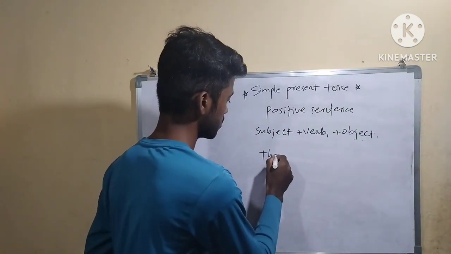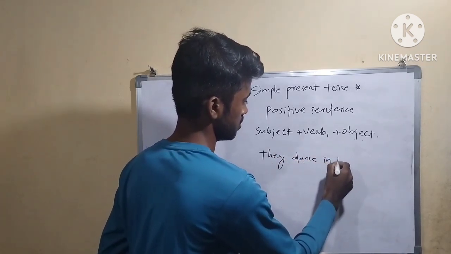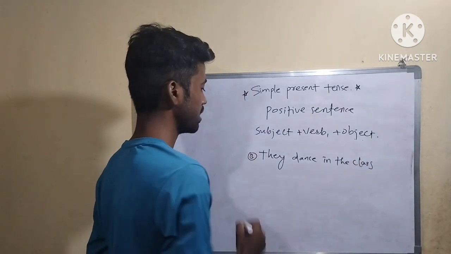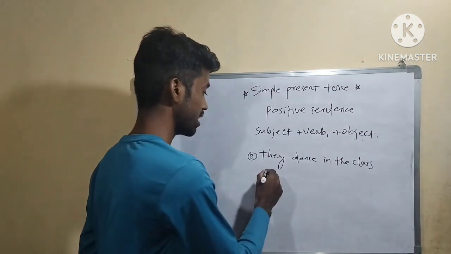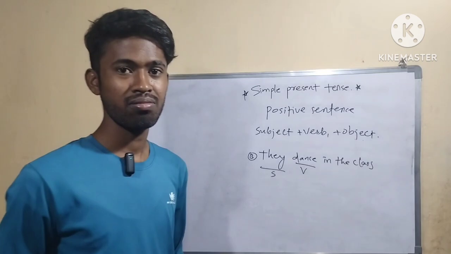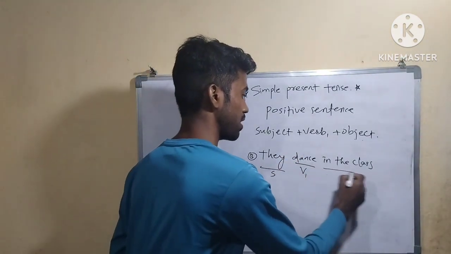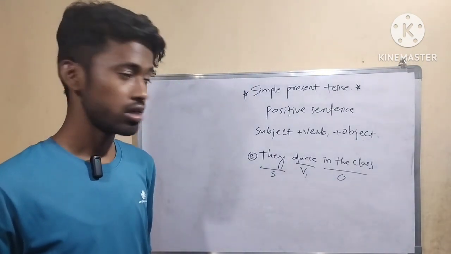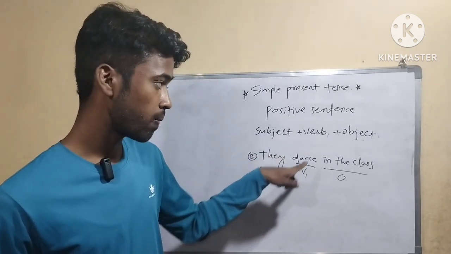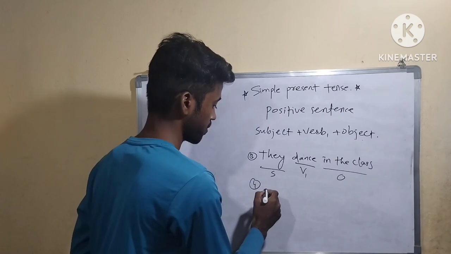They dance in the class. So here, what is the subject? They is the subject. Dance is a verb. Why is dance a verb? Because from dance only we get to know what action is going on there, and the remaining part is the object. So you understood. They dance in the class. They is the subject, dance is the verb, and in the class is the object. So let's take one more example.